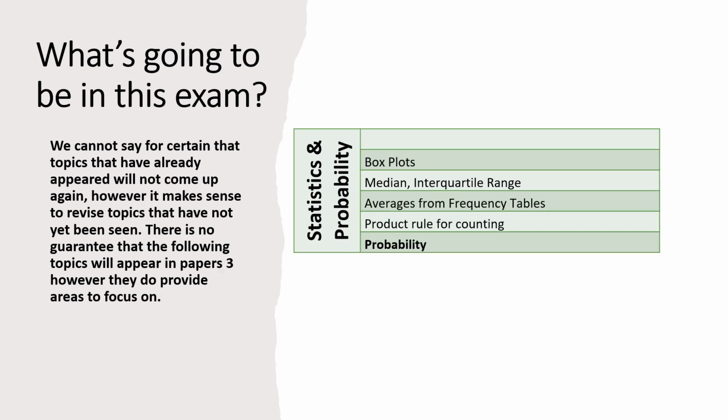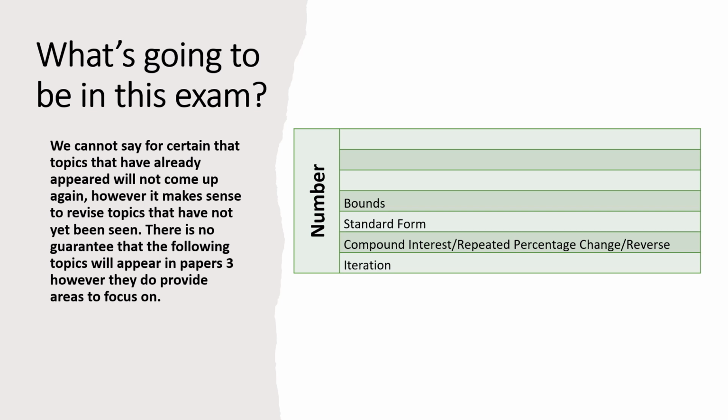For statistics and probability, cumulative frequency did finally come up, but it doesn't mean that you won't see a box plot question, anything on medians, interquartile ranges, averages from frequency tables, or just averages in general, but I think likely if it comes up from a frequency table. Product rule for counting, so thinking about the number of different ways things can happen, and we have had quite a bit of probability now, but I've just still included that there in bold because it is a big strand, and potentially there could be another little probability question thrown in.